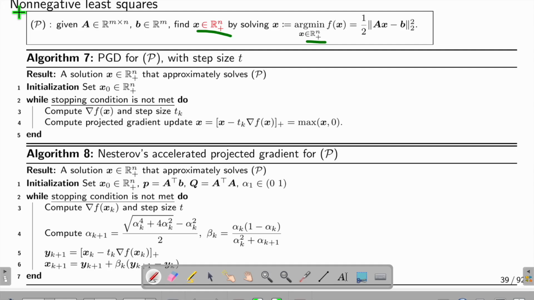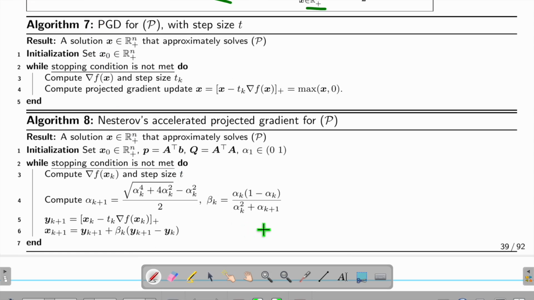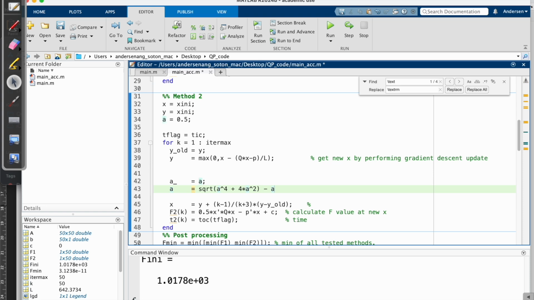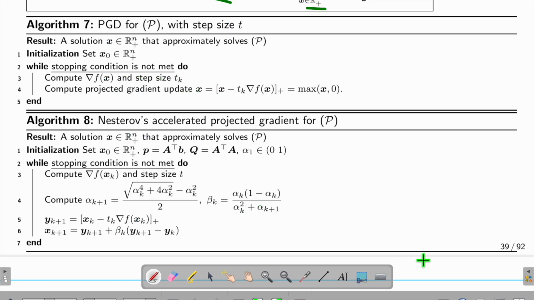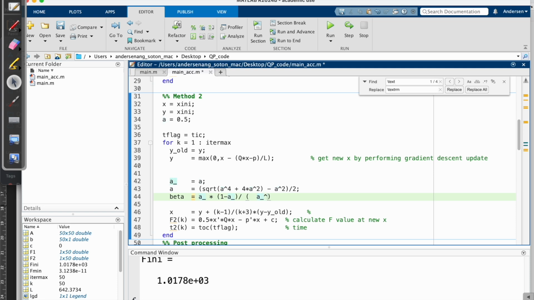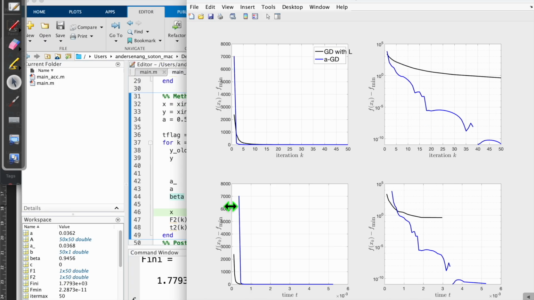So what we have is this, try this one: minus a square, the whole thing, divided by 2. And then there's a beta. Beta is this: previous alpha times 1 minus previous alpha, divided by previous alpha square plus new alpha. Now I replace this by beta. Then which one is faster?